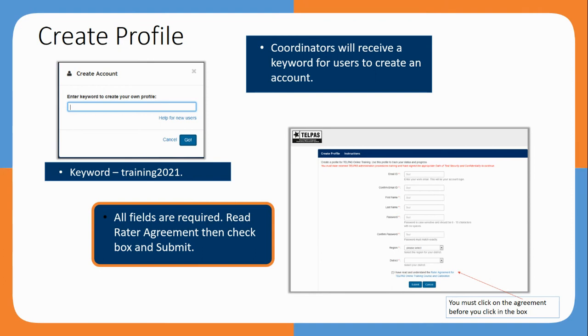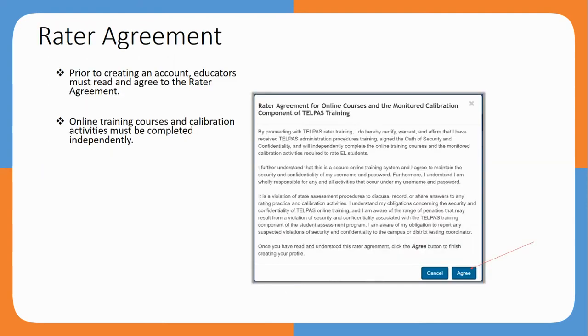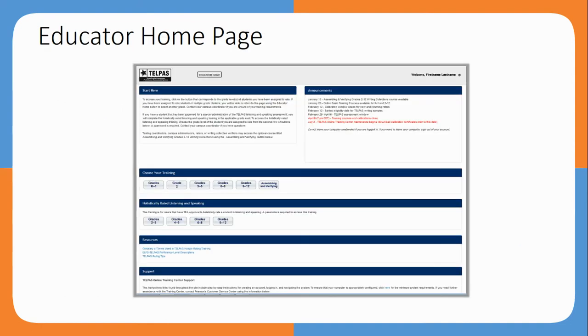Once you have filled out all of the required boxes, you must click on the rater agreement to review before you click in the box. If you do not, it will not allow you to create an account. You must click Agree on the rater agreement to continue before you create an account.